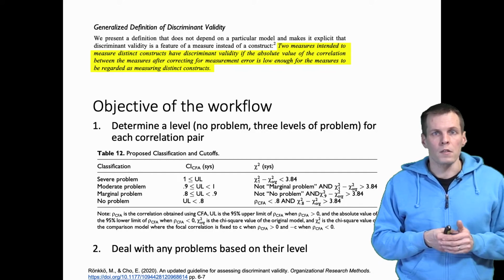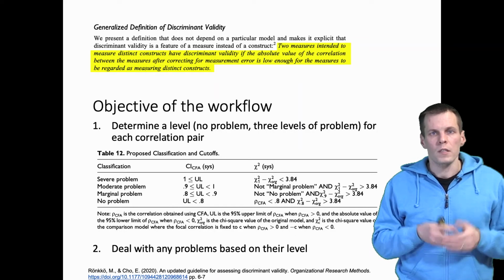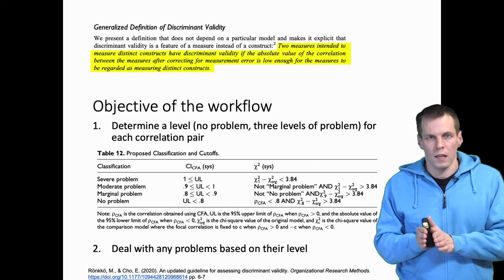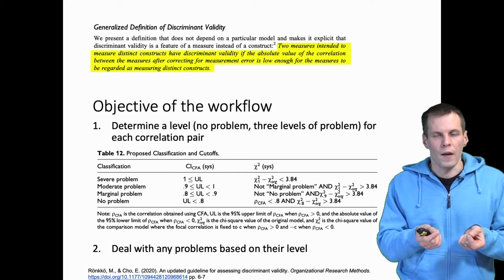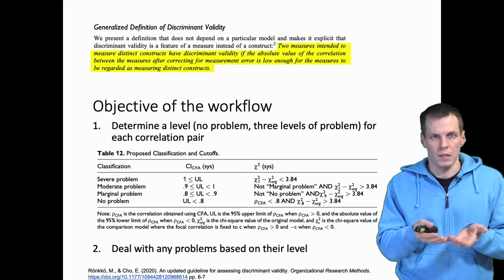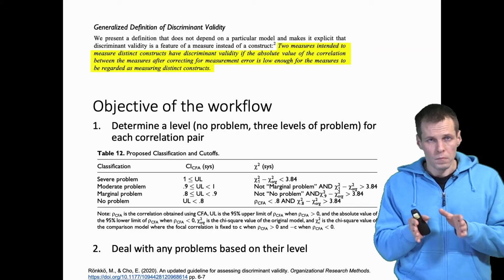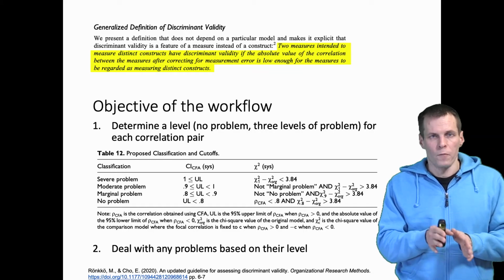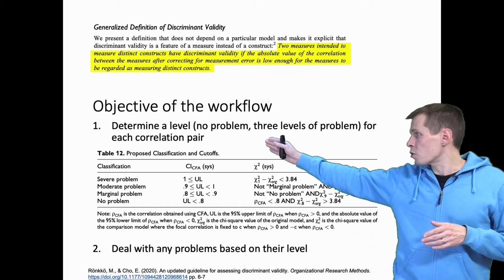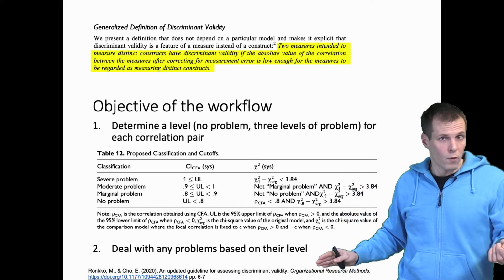Each of these levels that we have in the paper also imply different consequences for the research and different actions for the researchers. So discriminant validity is not something that you declare that you have and then proceed. It is something that you assess the degree of and then you act on based on those assessments. So we have two objectives. For each correlation pair in our study, we need to determine the level of a discriminant validity problem for that correlation pair. That's the first objective, and then we need to deal with the problem based on the level.